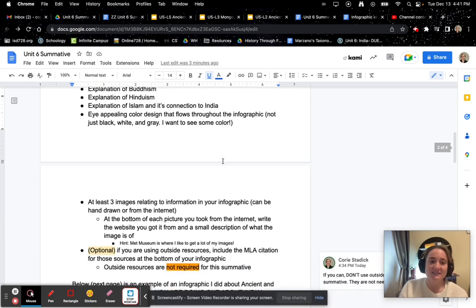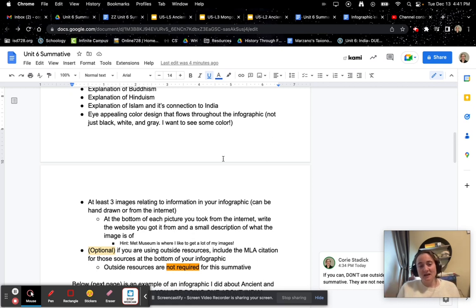What else? At least 3 images relating to information in your infographic. These can be hand drawn or they can be from the internet. So at the bottom of each picture that you took from the internet, you're going to write the website you got it from and a small description of what the image is of. Again, just like with the Egyptian project we did, I like using the Met Museum for images, but it's totally up to you.